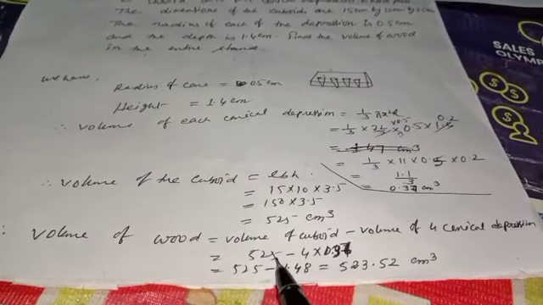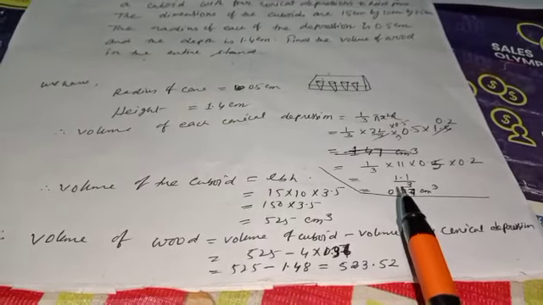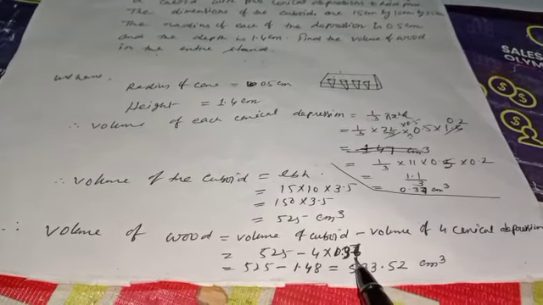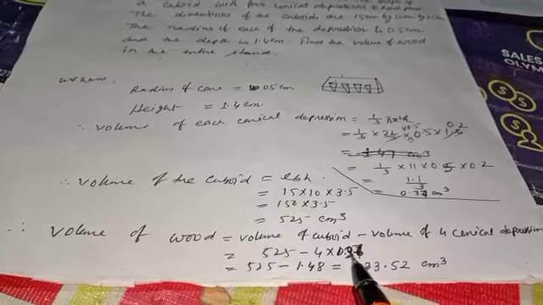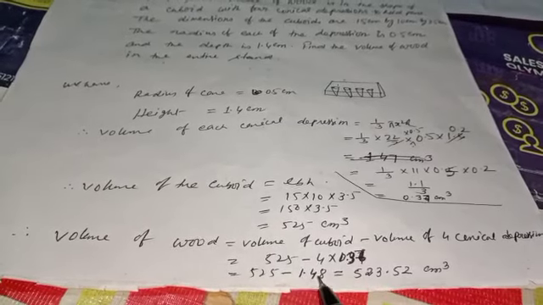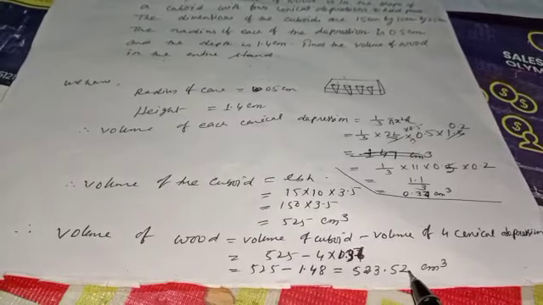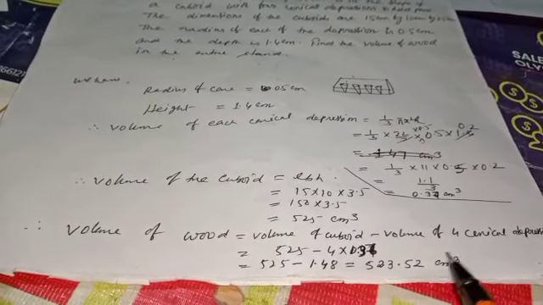Volume of the keyboard is 525. So the volume of each conical is 0.37. Here we need 4, so 4 into 0.37. Then if you multiply 0.37 with 4, you will get 1.48. So 525 minus 1.48 is 523.52 centimeter cube. This is the final result.